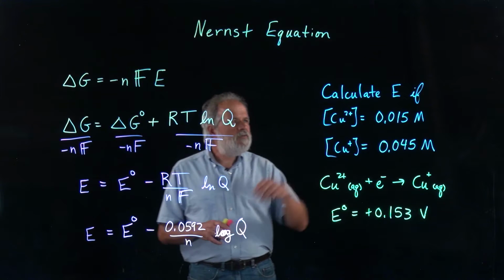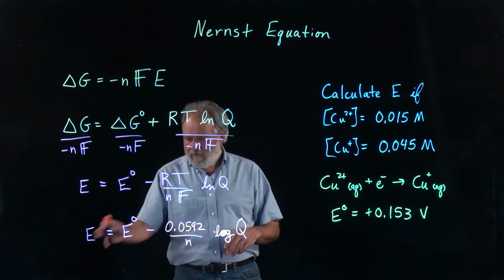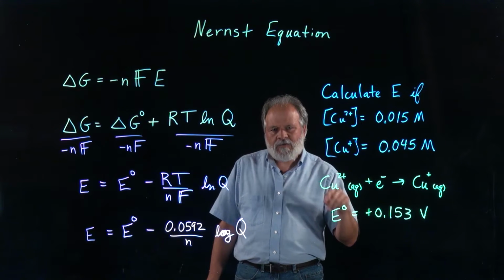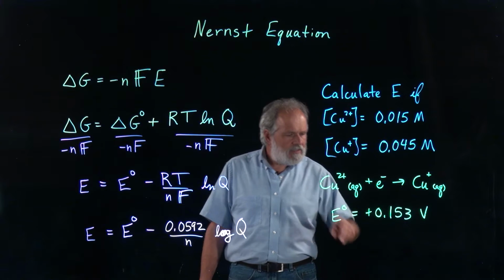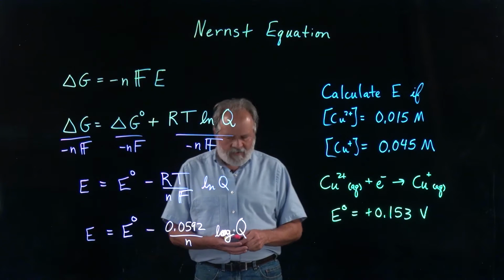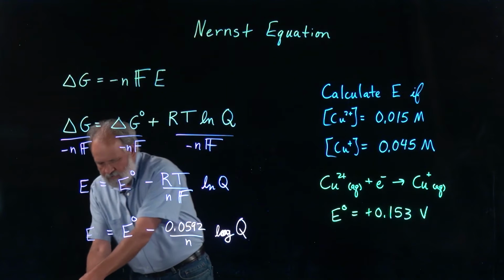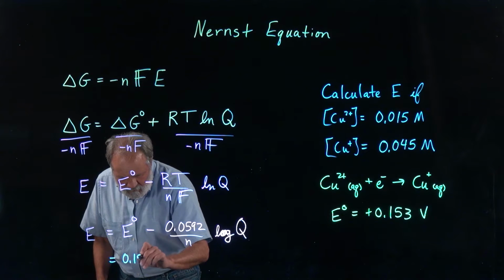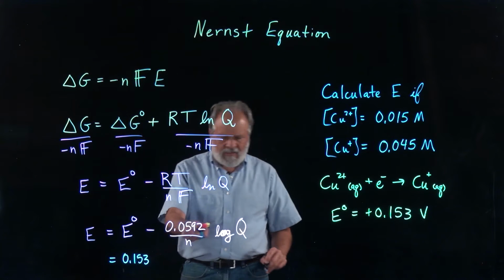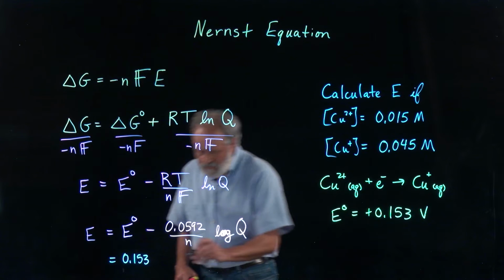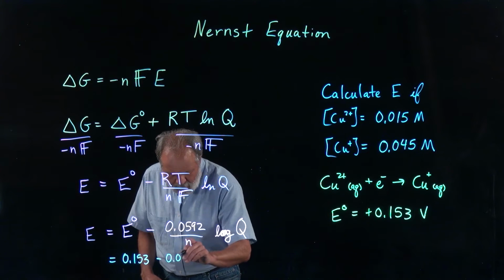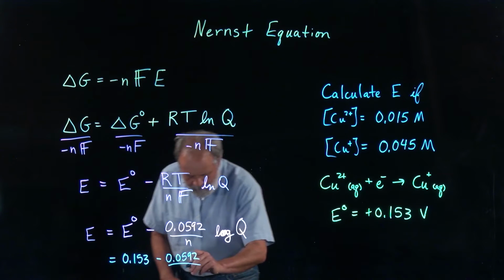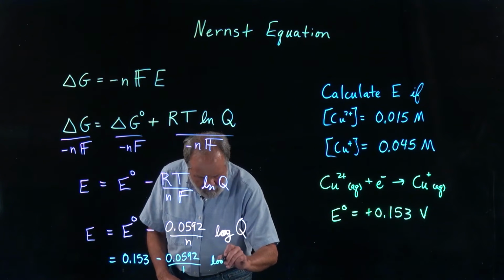Okay, so let's do the example. Let's calculate not the standard voltage, but the voltage of a half cell, where we take copper 2 and reduce it with 1 electron to copper 1. The standard voltage is 0.153, so let's go ahead and substitute. Minus 0.0592 divided by N equals 1 times the log of Q.